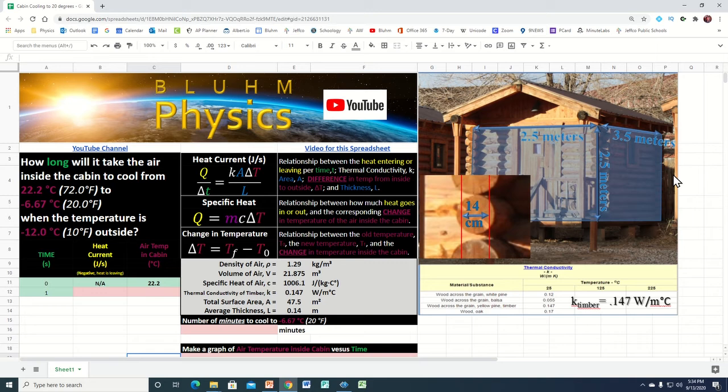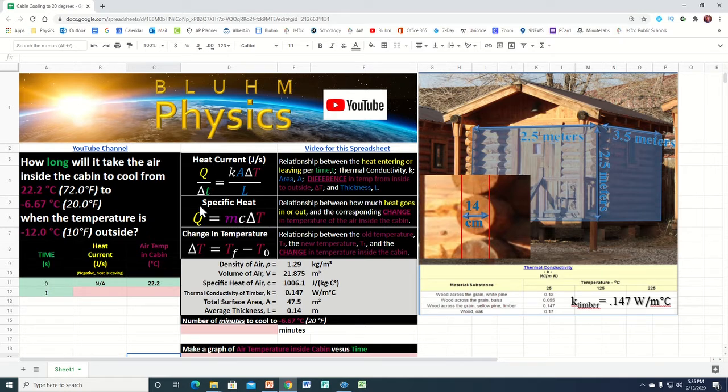So if it's warm in the cabin and cooler outside, heat's going to go from warm to cool. The other way is also true. If it's really warm outside and cooler inside, heat is going to go from outside to inside. So the rate that happens is proportional to the difference in temperature. The other variable that affects it is the thickness of the walls. And it's inversely proportional because the thicker those walls are, the less heat is going to be passing through those walls every second. So that's heat current.